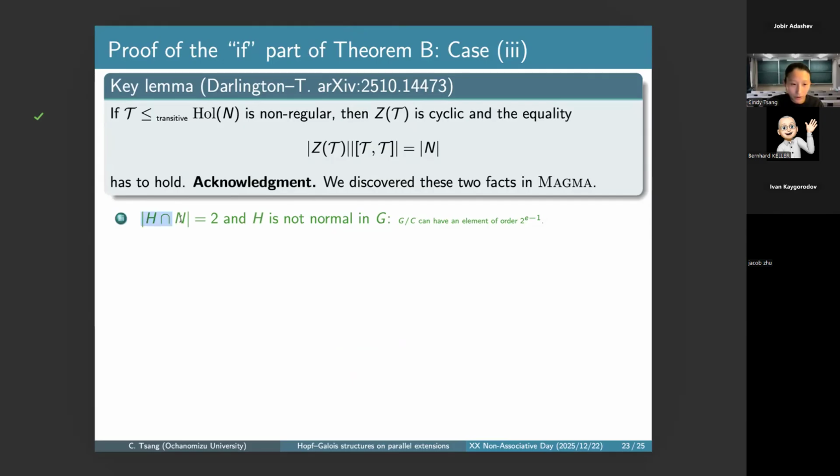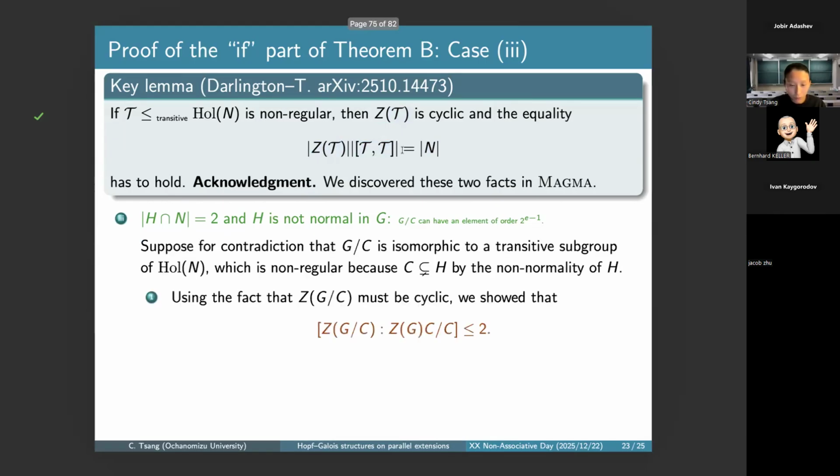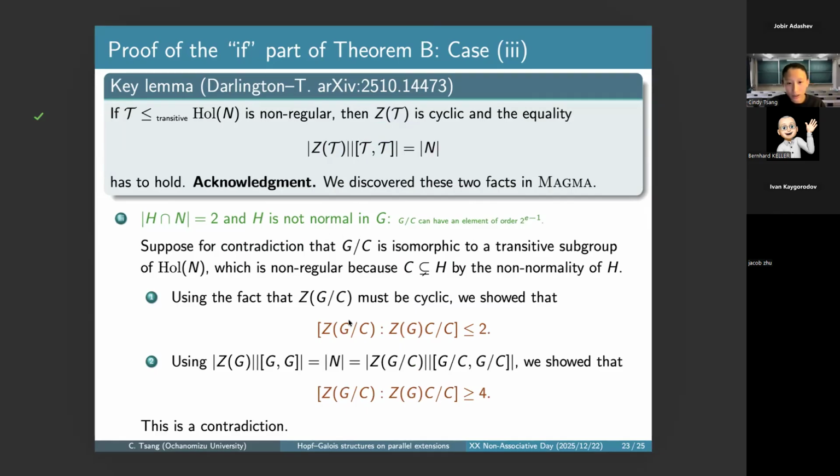For this case, when the intersection has order 2 and H is not normal, the quotient can have an element of 2 to the e minus 1, so we cannot use the same approach. We tried many different things and computed a lot in Magma, and we found this fact that if you have a transitive subgroup that's not regular, then the center has to be cyclic, and then you have this inequality about the size of the center and the size of the commutator subgroup. I will skip the details, but basically, if you assume that the answer is yes, then using the fact that this has to be cyclic, you get an inequality for this index. And then using this equality, we get an inequality going in the other direction. So this index is at most 2, but at least 4, so we get a contradiction.